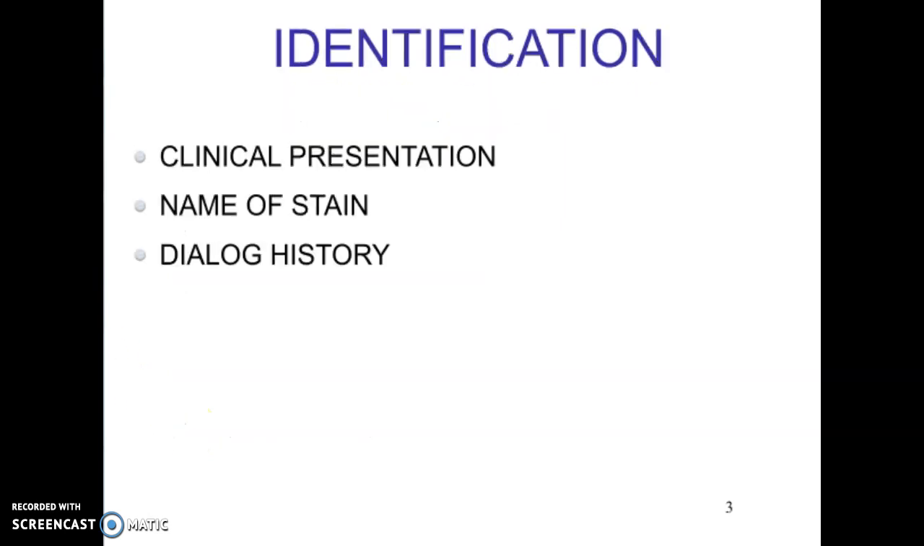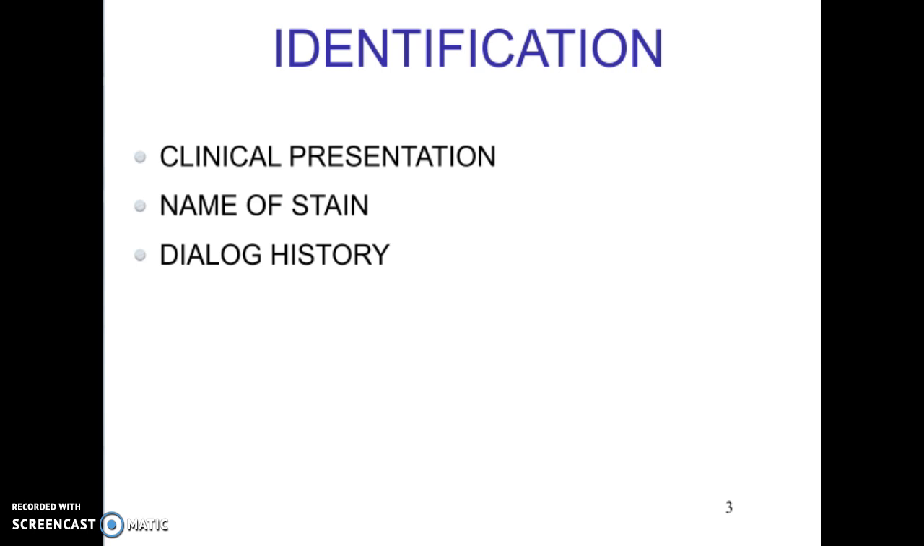So how do we identify stains? Well, one is by clinical presentation. What does it actually look like? What kind of characteristics? And then we need to know the name of the stain. There are many common dental stains, which we will look at by title only in the next slide. And also a dialogue history with your patient, because sometimes teeth may present two possibilities of the type of stain or the etiology of the stain.